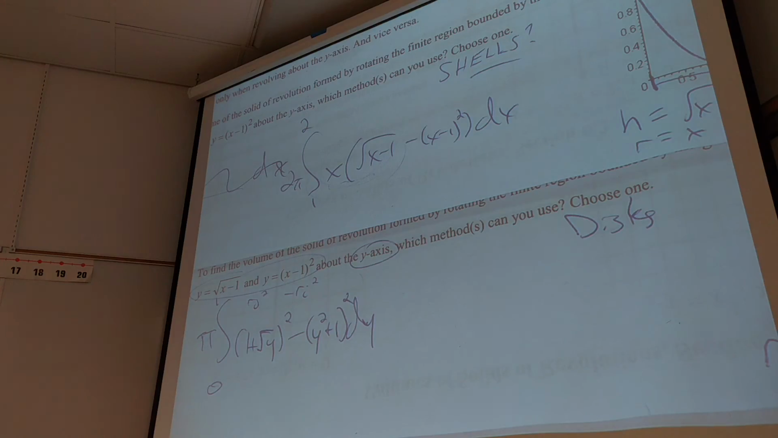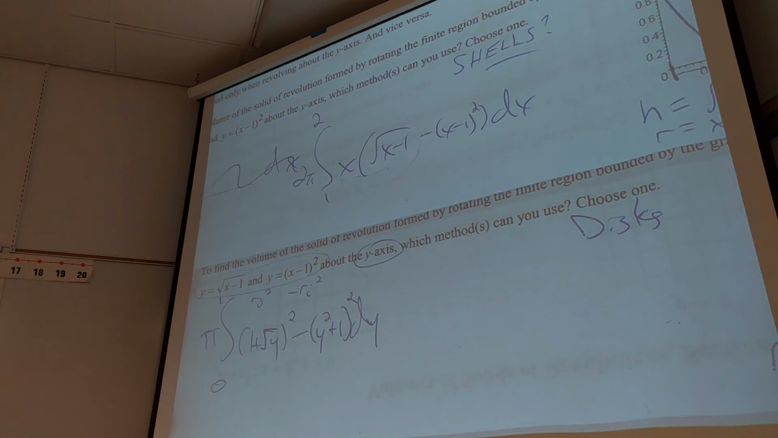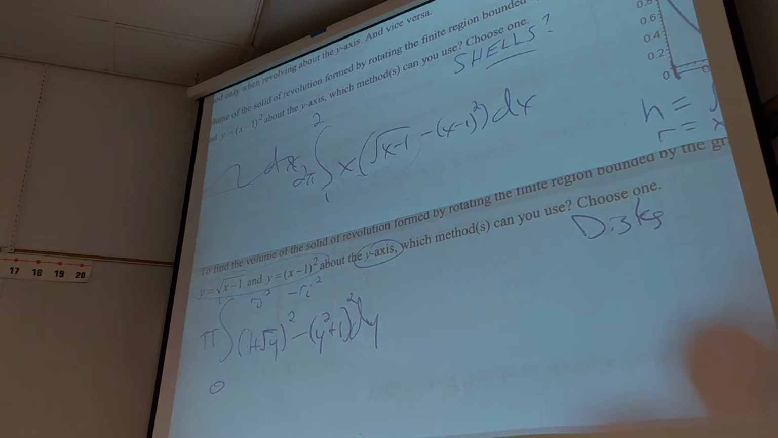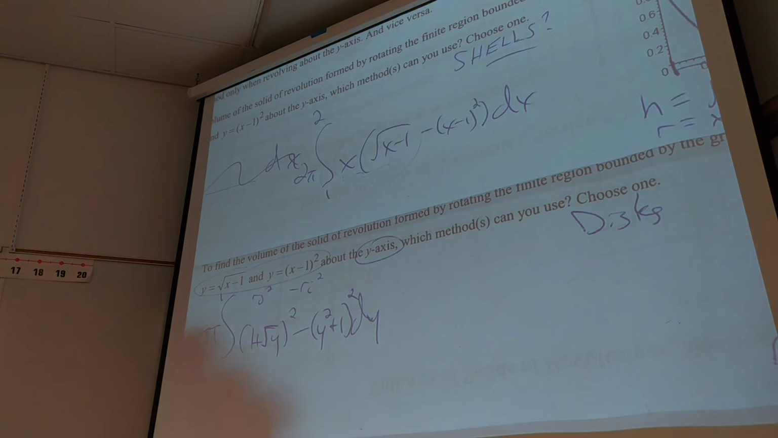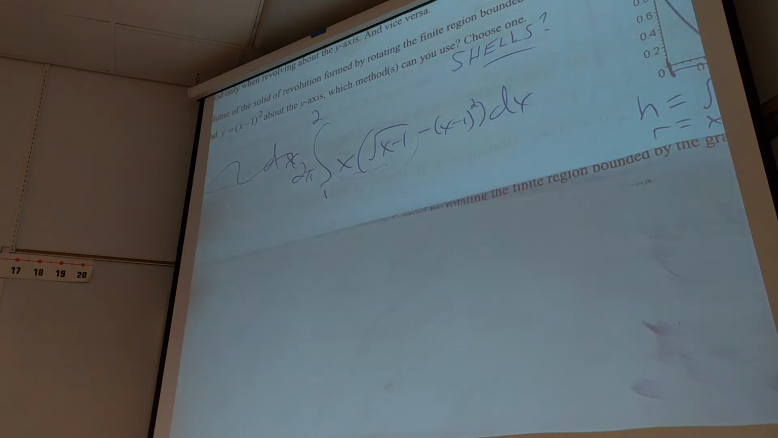Maybe. So which method do you guys want to do? I'll do the other method. You guys want to do this method? I'll let you choose one. I'm going to do the shell method, because I think less people might choose that. Choose one, and let's see if we get the same answer at the end.